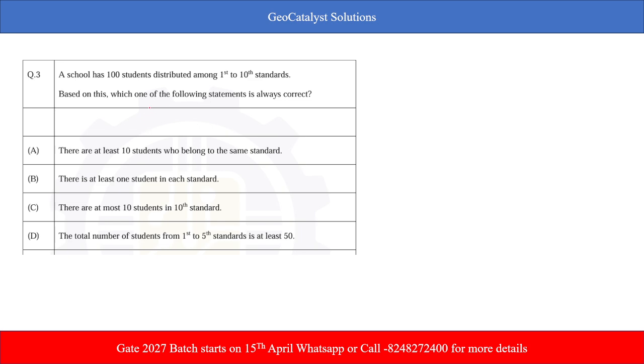Now coming to the third question. This was a little tricky. There are 100 students and there are 10 standards. You will think there are at most 10 students in each standard, but that is nowhere written, so you can directly cut this. Total number of students from first to 5 is 50. This is also nowhere told, so you cannot derive this. So of these two, one will be correct.